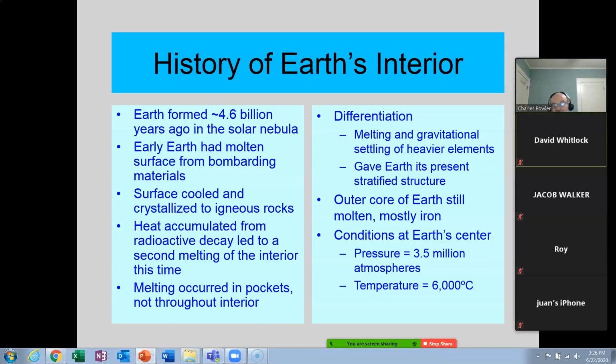The temperature, though, would bake you. 6,000 degrees Celsius. Whereas you think boiling water is at 100 degrees Celsius. That's boiling water. You couldn't stand that. 6,000, that's 60 times hotter, you might say, than boiling water. That would be the temperature at the center of the Earth. Nowhere close to high enough for fusion to be started, but definitely hot. So those are the conditions at the Earth's center.